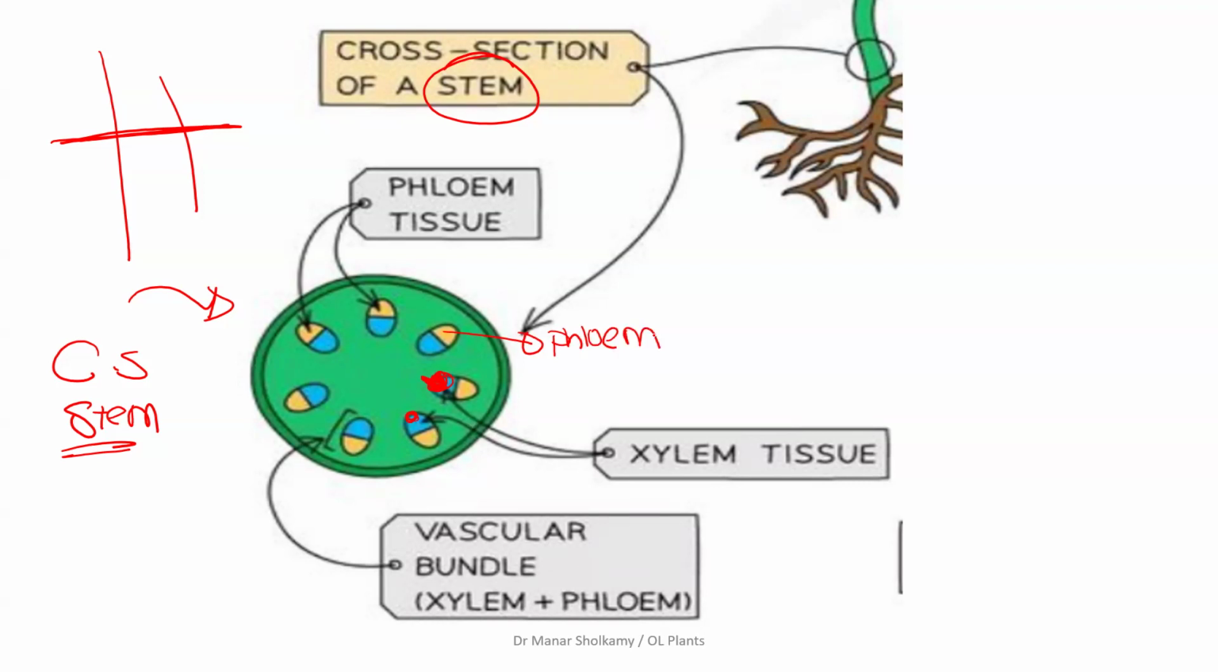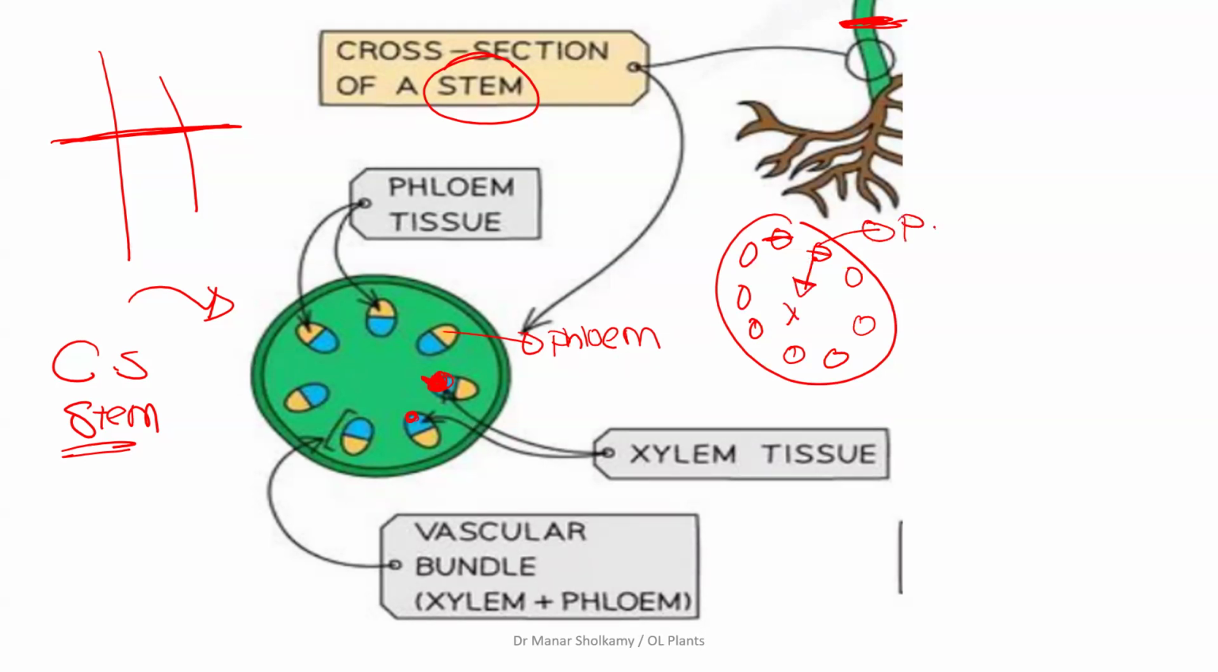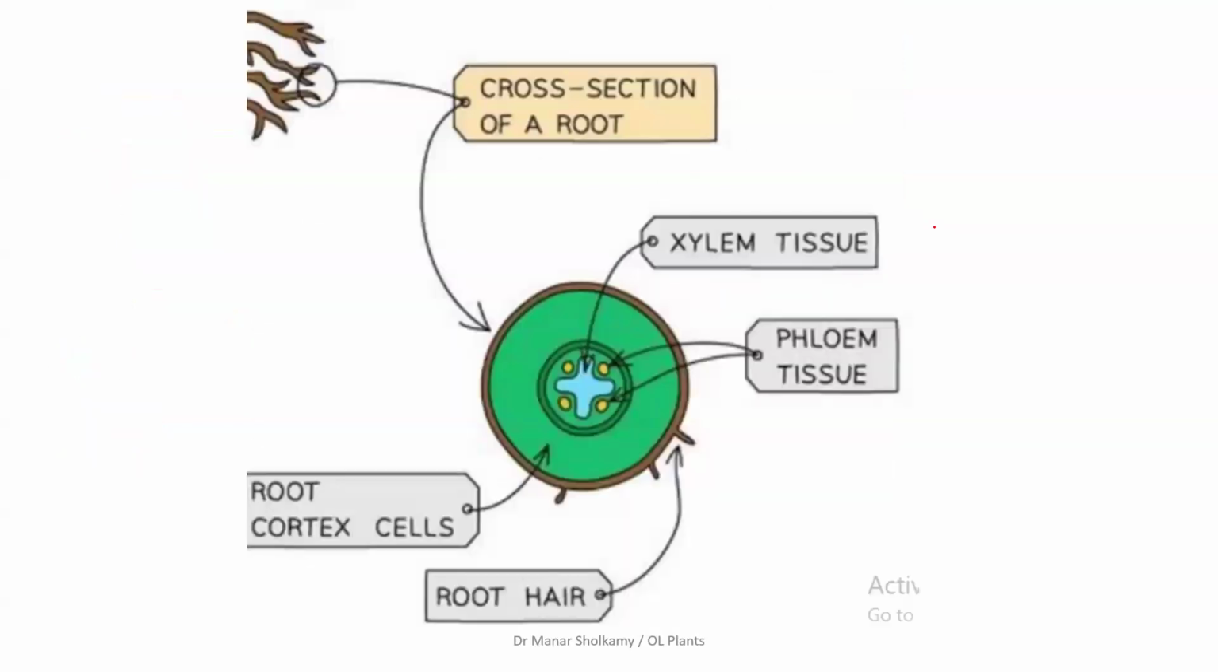You will receive lots of questions in paper 2 asking you about the location. So if I take a section of the stem, I will see that the vascular bundle is located in a ring arrangement, and this ring arrangement provides support. And it is divided into 2 sections, xylem and phloem. The xylem is always towards the center, and the phloem is always located towards the outside. Now let's look at other pictures.